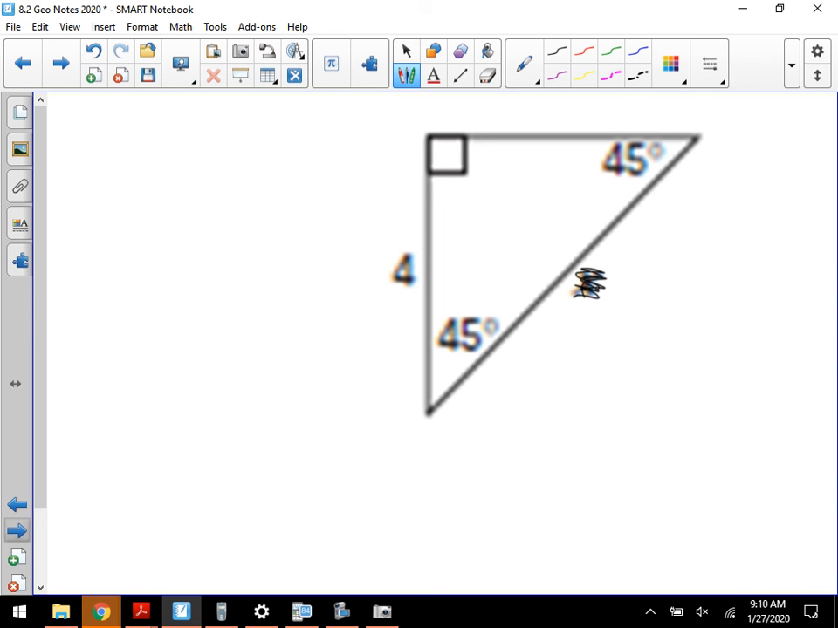So first thing you have to figure out, which of the two triangles is it? Why? Because it says it. All right. It says that it's a 45. So start out, fill in the blanks: 45, 45, 90.